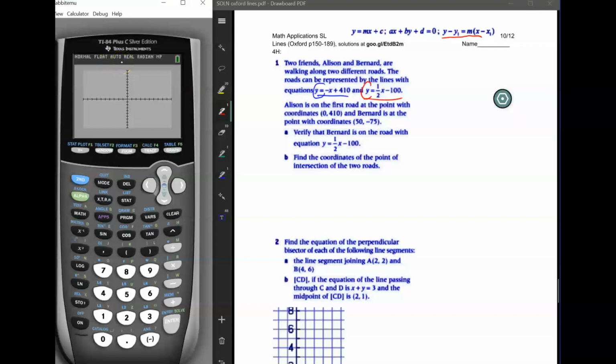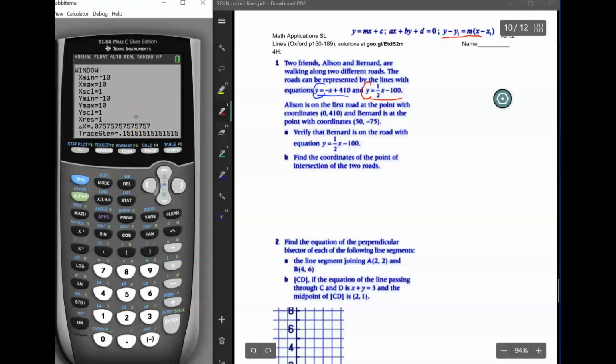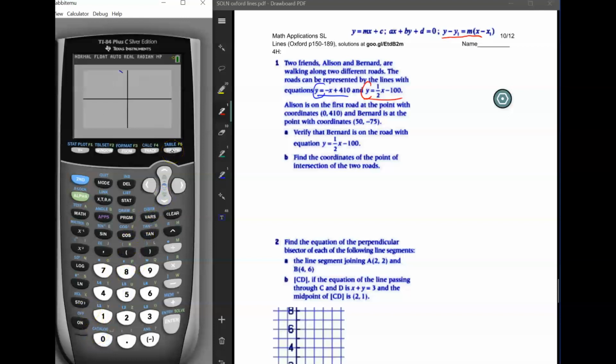So one thing we could do is change our window size to go from, instead of negative 10 to 10, something like negative 500 to positive 500 maybe. And remember, zoom fit adjusts the y, but it doesn't adjust the x. So even if we would have done zoom fit, it wouldn't have been enough in this case. Okay, and then I'm going to graph now. And now I'm probably going to see these blue and red lines. Okay, so there's the blue road, and here's the red road.